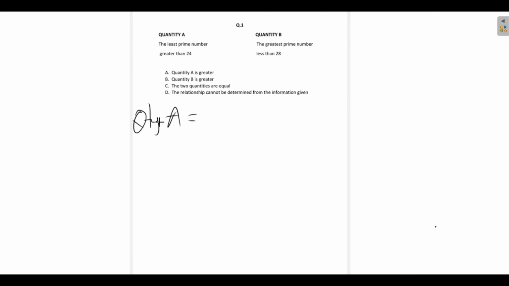Quantity A says the least prime number that is greater than 24. So we are looking for prime numbers greater than 24, but our aim is to pick the smallest of them. 25 is not a prime number, 26 is not, 27 is not, and neither is 28. But 29 is a prime number because it has only 2 factors, 1 and 29 itself. We do not need to check other prime numbers because we are picking the least. So 29 is the least prime number greater than 24, and our quantity A becomes 29.